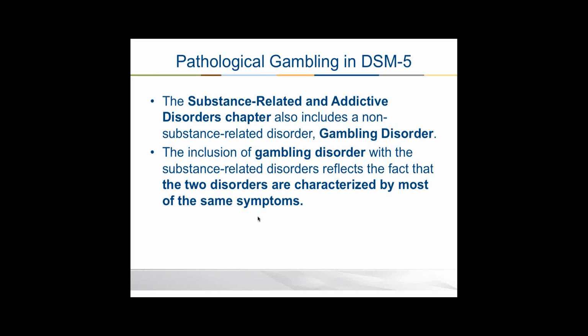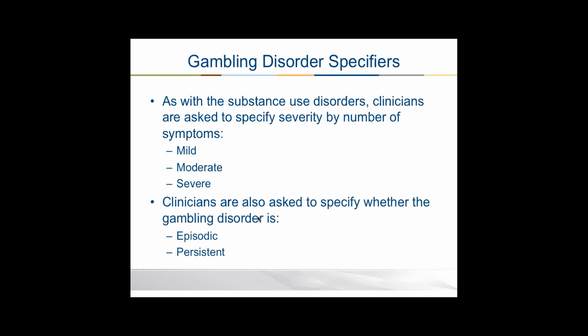And therefore, the people who created this chapter in DSM-5 added pathological gambling to the substance use disorders because so many of the symptoms are the same, even though obviously gambling disorder does not include necessarily the use of substances. In fact, gambling disorder is very, very often accompanied by well over 50% by either alcohol use disorder or some other substance use disorder.